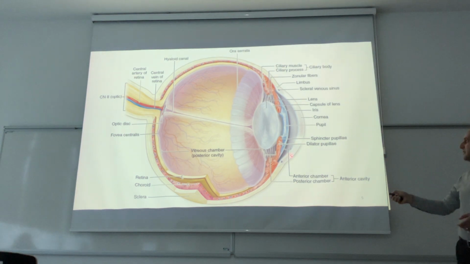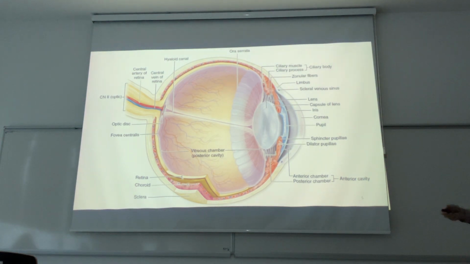It's not that it's not living, it's alive. Because if blood vessels were present here, the transparency of the cornea would not occur. We need transparency here, so we don't have blood vessels in this part.